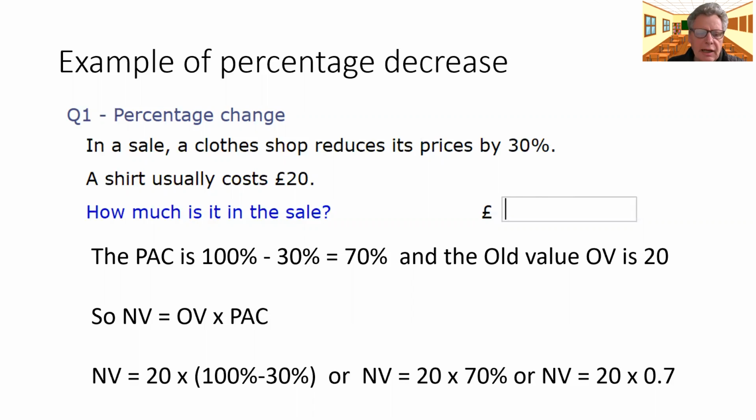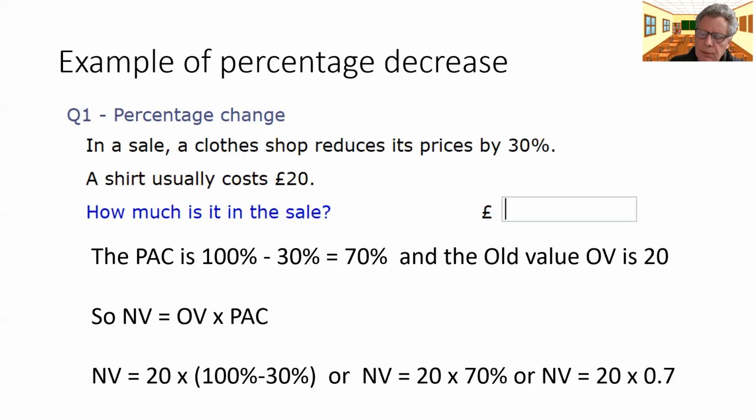So we can put in our calculator lots of things, and hopefully they'll give us all the same answer. We can put in 20 times brackets, 100% minus 30%, which I think is quite a neat way of doing it, because it actually means we don't need to do any mental maths. We just need to know what we're doing, and if we put that in, it demonstrates we know what we're doing, and we'll get the right answer. Or we could put in new value is 20 times 70%. In both cases, we must use the percent sign on our calculator.